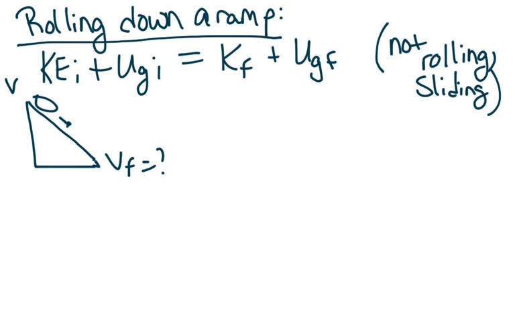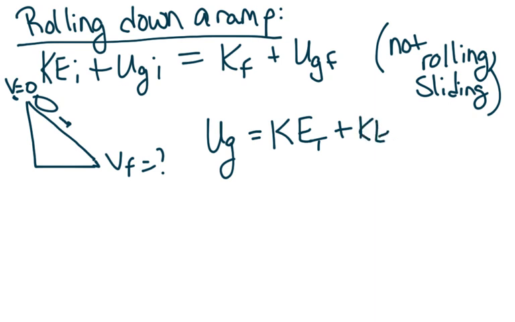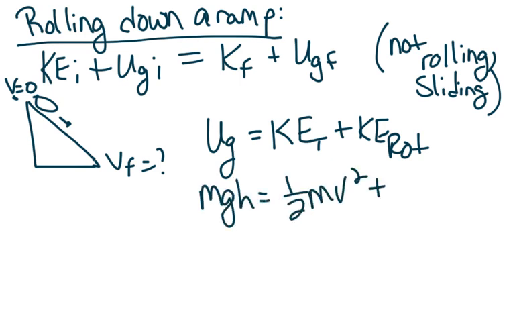Well, if it starts from rest at the top, then our gravitational potential energy at the beginning is equal to not only our translational kinetic energy, but our rotational kinetic energy as well, okay? So that means I would have mgh equals 1/2 mv squared plus 1/2 I omega squared, where I is the rotational inertia and omega is the angular velocity.